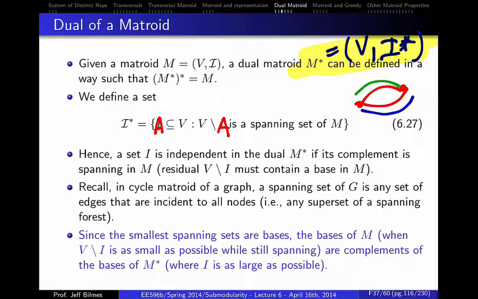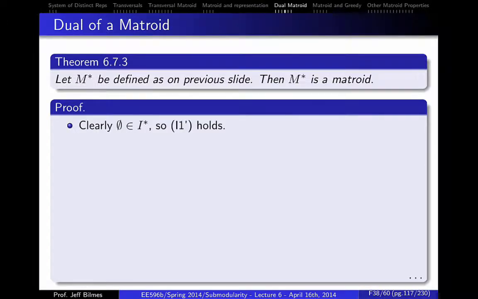But we're defining the independent sets in M star, which are not necessarily spanning, as being those whose complements are spanning in M. It's very strange. You have to think about this, but as we will see on Monday, there are some examples that show you that you can get some very, very crazy looking independent sets in a graph by looking at the dual matroid. So is the dual matroid generally a matroid? Yeah, we have this theorem, which we're going to prove next time. It's always a matroid.